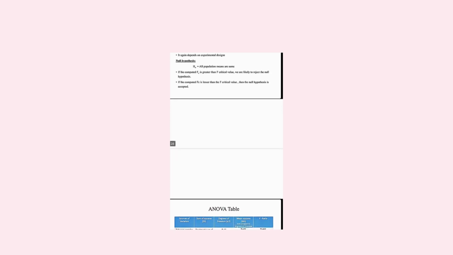ANOVA uses the F ratio. F equals variance between samples divided by variance within samples. Null hypothesis H0: all population means are the same. If the calculated value is greater than the F table value, we reject the null hypothesis. If the calculated value is less than the table value, the null hypothesis is accepted. The ANOVA table has: source of variation, sum of squares, degrees of freedom, mean squares, and F ratio.